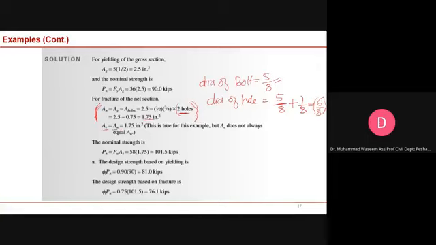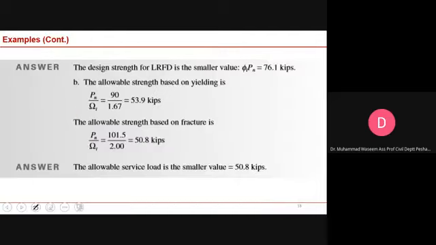So in this case, for the net and the effective area, we do not have shear lag. We are neglecting shear lag. So Ae is equal to An. Okay. So you can calculate the effective area. Then you can calculate the fracture strength capacity of the member. Then you can go for the yielding capacity. So out of these two capacities, this is the lower one, so this is controlling, okay?